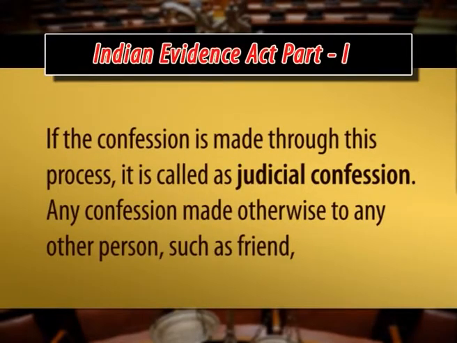However, if the accused wants to confess voluntarily, then the Code of Criminal Procedure prescribes such procedure in section 164 clause 3, and a magistrate, when satisfied that accused is making confession voluntarily, may record the same, and that can be used as substantial piece of evidence against the accused. If the confession is made through this process, it is called a judicial confession.